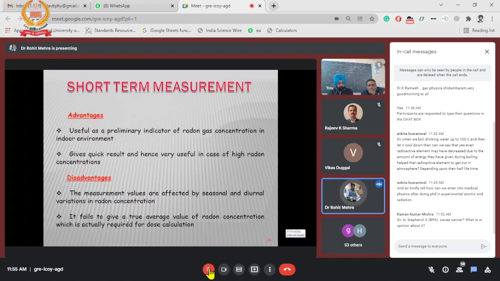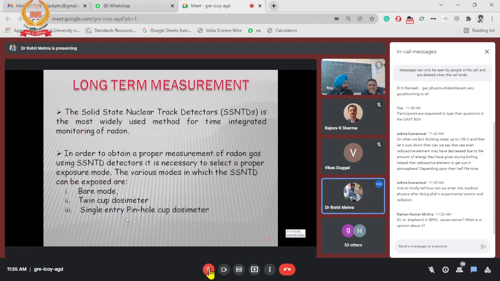So how much time you will be spending in that area, that is your dose. If you go for long-term measurements, you will get a clear-cut idea of how much effect has taken place within the variation of season. That is why preferably you should go for long-term measurements. And the most important detector for the long-term measurements which we generally use is the single pinhole cup dosimeter.